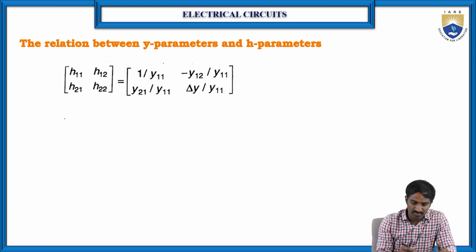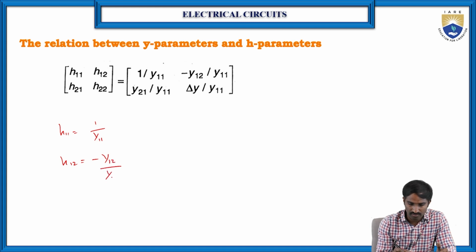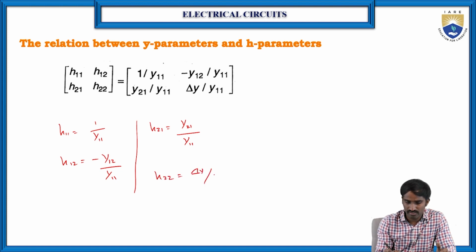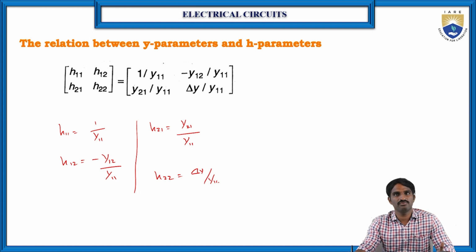So here H11 is equal to 1 by Y11, and H12 is equal to minus Y12 by Y11, and in the same way H21 is equal to Y21 by Y11, and then similarly H22 is equal to delta Y by Y11. So this is the relation between the H parameters and the Y parameters.